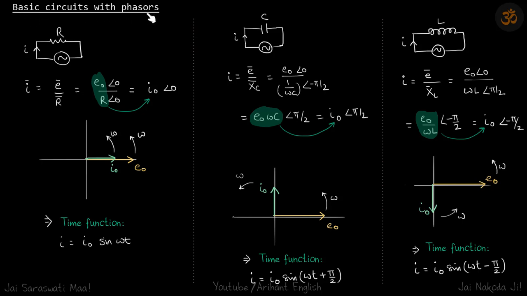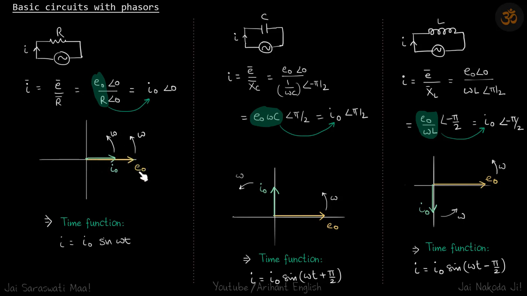Basic circuits with phasors. So we are going to take our three basic circuits again, and this time we will derive the current using phasors. So in this case, I phasor is E by R, and E is E naught angle 0 and R is R angle 0 as we have defined for our standard phasors. So this gives I naught angle 0, so 0 minus 0 is 0, and E naught by R I can write as I naught. So in Argand plane we are going to show them like this.